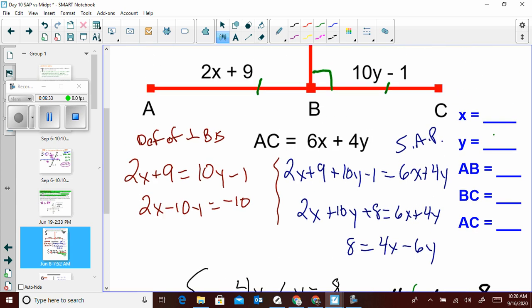So I got y is 2. I could plug this 2 into either of the two original equations. It does not matter which one I plug it into. Let's just do it right here. 8 equals 4x minus 12, right? Because I plugged in the 2. 4x is 20. x is 5.